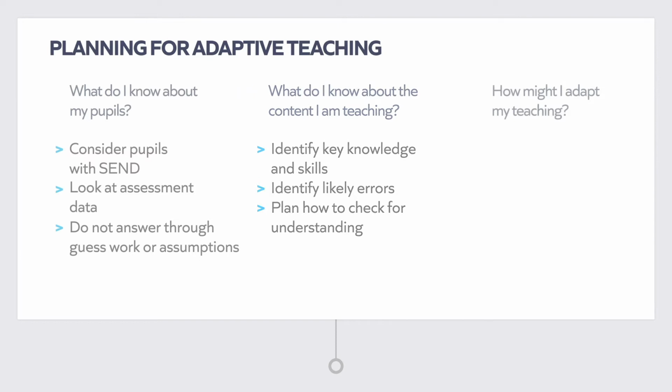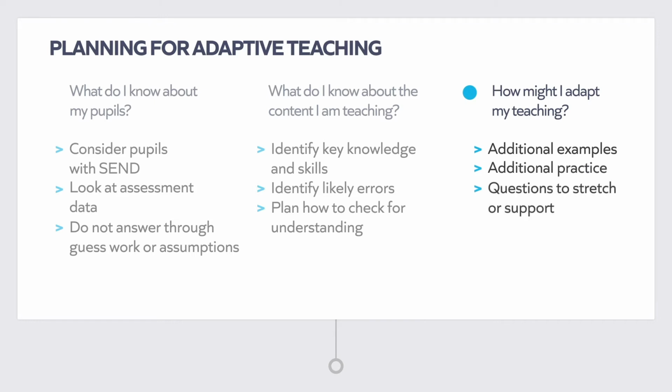Finally, teachers need to spend some time in advance thinking about how they might respond. This could involve thinking of additional examples to give to pupils if they struggle to grasp a particular idea, or providing them with another practice task. It might mean planning what questions you will ask to stretch or support pupil thinking. In some instances, teachers may need to provide additional or adapted support for pupils with special educational needs or disabilities. It's important to work with specialist colleagues in school, such as the SENCO, when doing this.